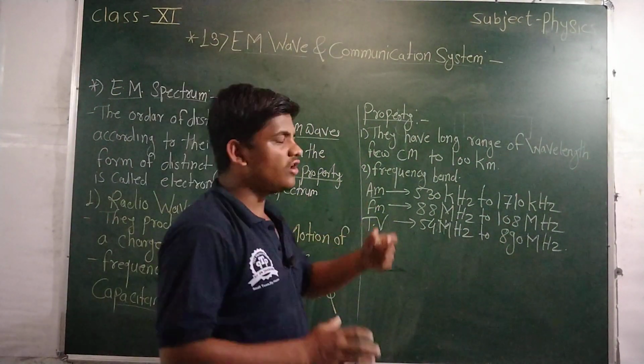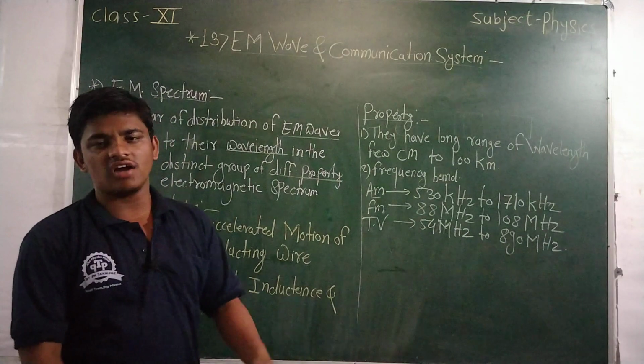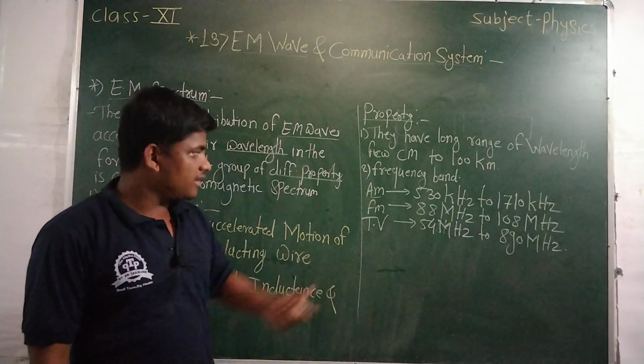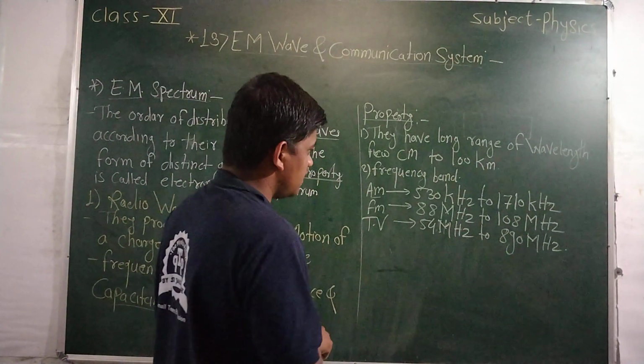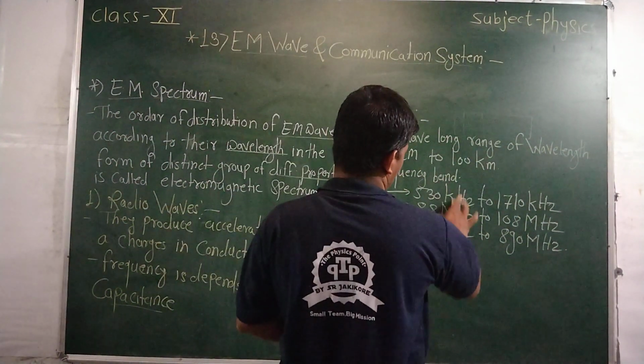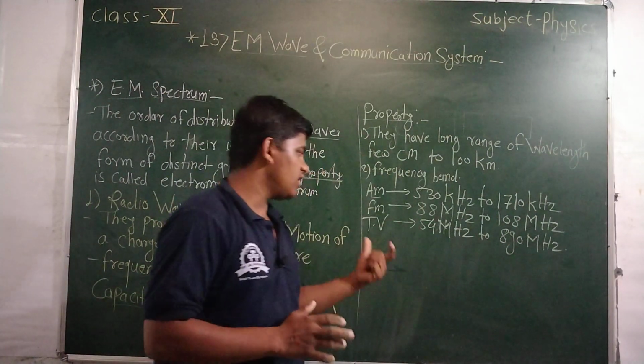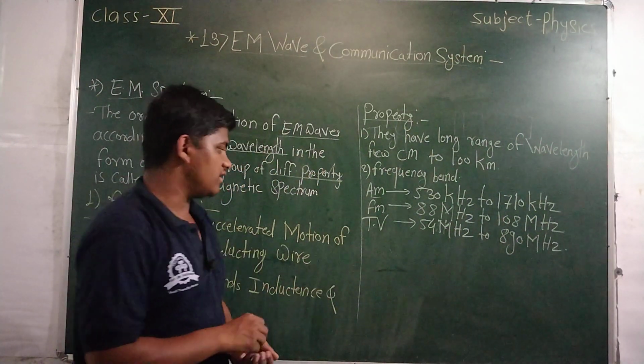These are the properties of radio waves. Two properties: they have a long range of wavelength, starting from a few centimeters up to 100 kilometers, and then these ranges of frequency, some in kilohertz and some in megahertz.